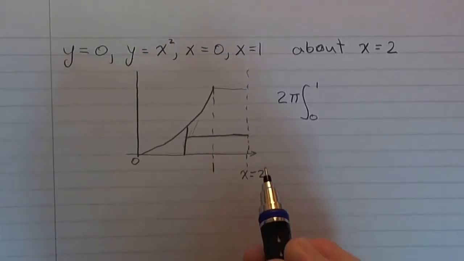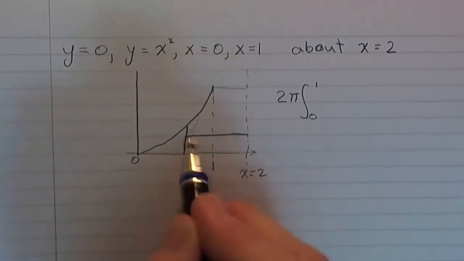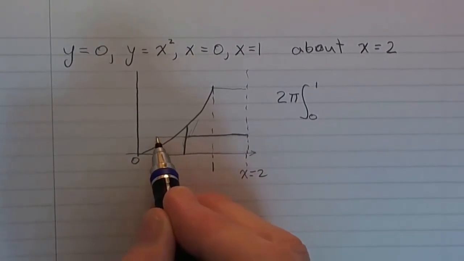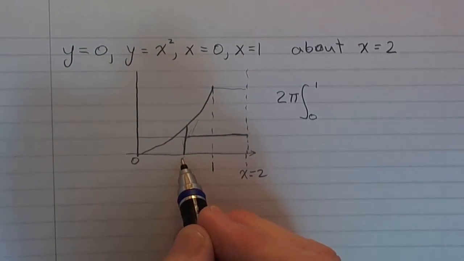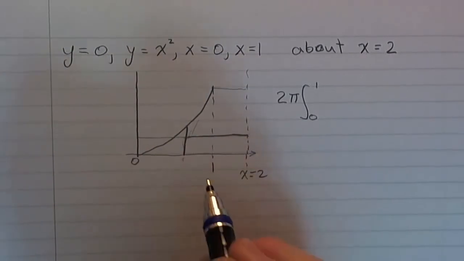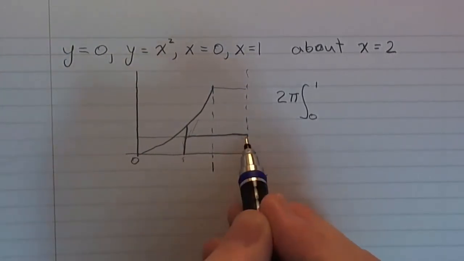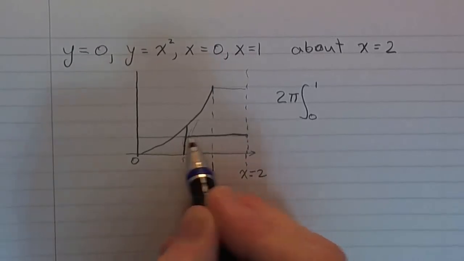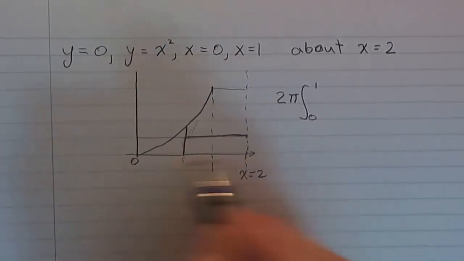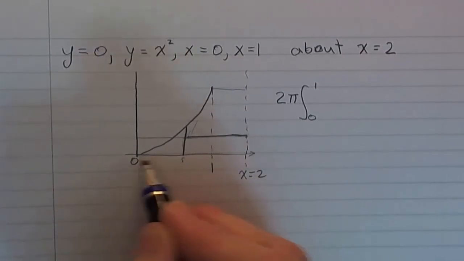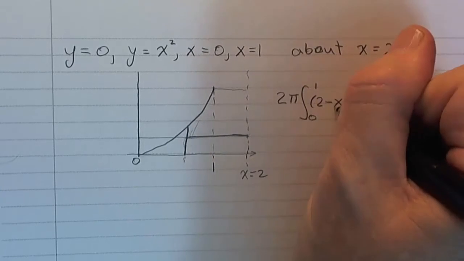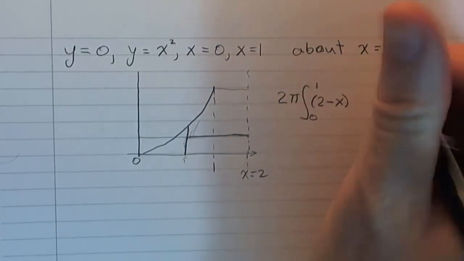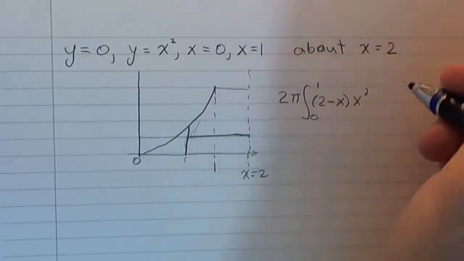Well, the radius is not going to be x. Think about this. The radius would be 2 if it went all the way back here, but it doesn't. It just goes to right here, whatever this value for x is, right? So it's 2 minus this. What if this is 1/2? Then the radius is 2 minus 1/2. What if it's 1/4? Then the radius is 2 minus 1/4. See? So in other words, the radius is going to be 2 minus x, whatever x is, and then times x squared dx.